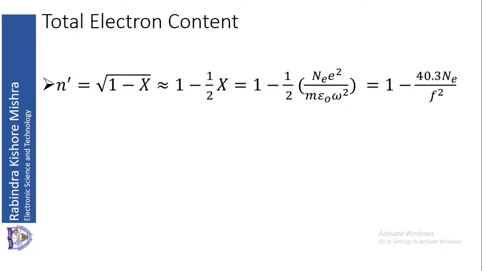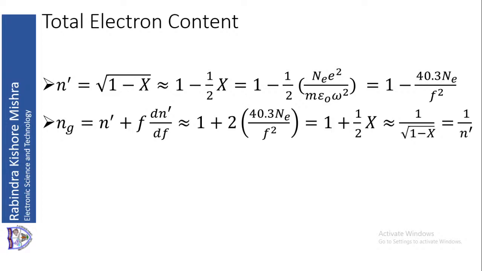From that you get this, the 81 term comes from that. Now Ng is equal to n dash plus f dn dash by df. So use that. n dash remains as it is. Using the value n dash is equal to 1 minus 40.3 Ne by f square, put that: 1 minus 40.3 Ne by f square plus f into dn dash by df, which will be 40.3 Ne by f square, d by df of 1 by f square. So take that.